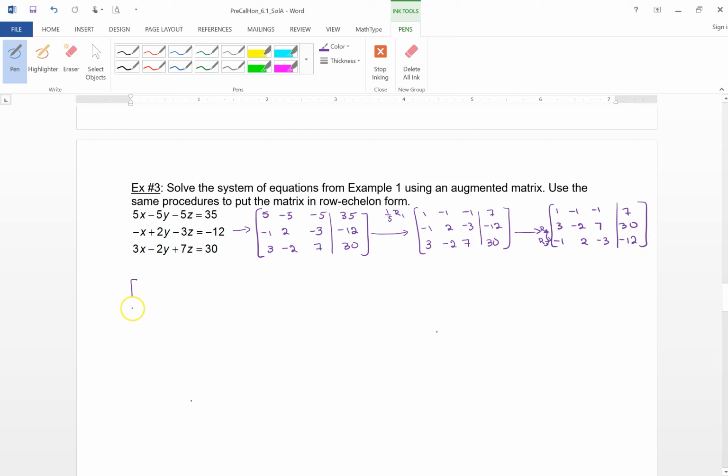Now, what I'm going to do is replace the bottom row with the sum of row 1 plus row 3. So I'm going to add row 1 plus row 3 and replace the bottom row here. And when I do that, I get 0, 1, -4, and -5. Okay, so now I have my 0 there. The next thing I wanted to do was get a 0 here, right above.